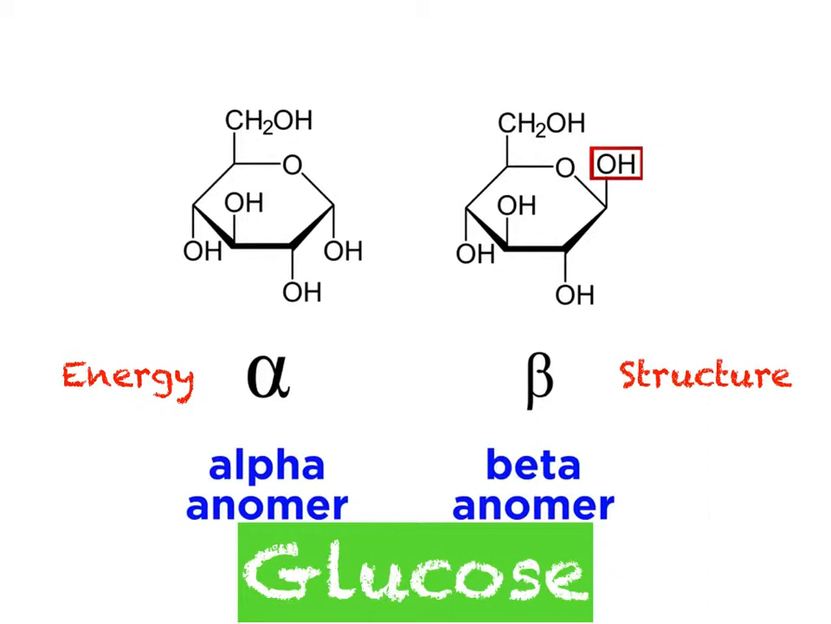And it happens that because of the structure of alpha, it's easily burned into production of energy. However, the beta structure, because of the presence of OH and CH2OH on the same side, will help in structuring or stacking these molecules in order to bring about strong structures.